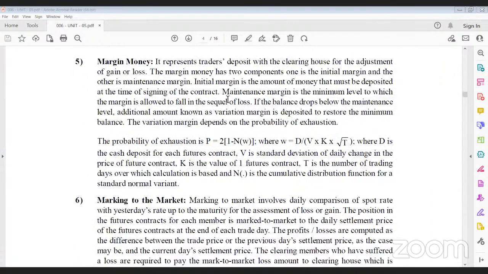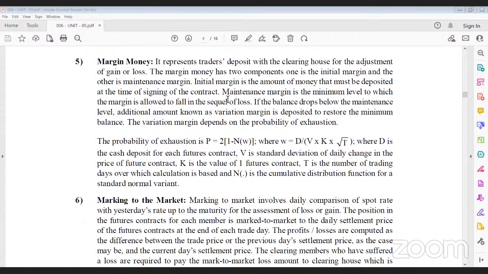Then we have margin money. Now, what is margin money? It denotes the deposits with the clearing house, with adjustments for gains or losses. Above, you've seen what a clearing house is. It's a place where the settlement happens for a particular price, quantity, and maturity date. Whatever transactions are presented on that day, at the end of the settlement, whatever gains or losses have been deposited, this represents the trader's deposit with the clearing house. This is referred to as margin money.